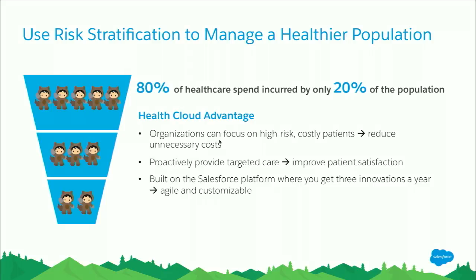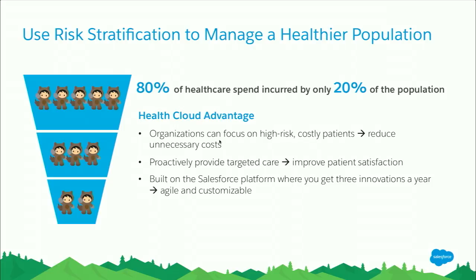So why is this important? This is really important because as organizations that assume risk for patients, it's really important that you identify who your sickest patients are, provide targeted care to those patients, and really use that to your advantage in making sure you can take care of all of your patients and reduce unnecessary costs, really take care of them in a way that's financially feasible for your organization.